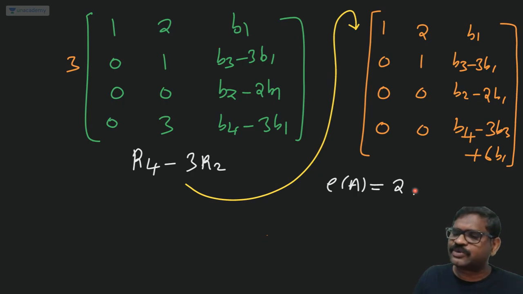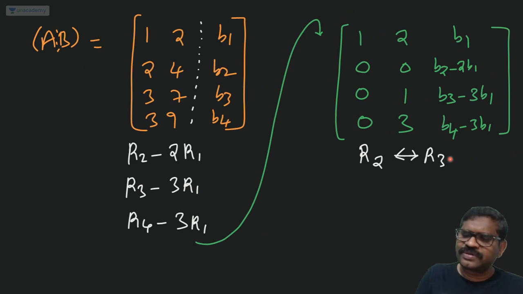Sir, what about... Let me see. Why not interchange R2 and R4? If you want to interchange R2 and R4, you interchange. Nothing is wrong. Rank of AB is 4.